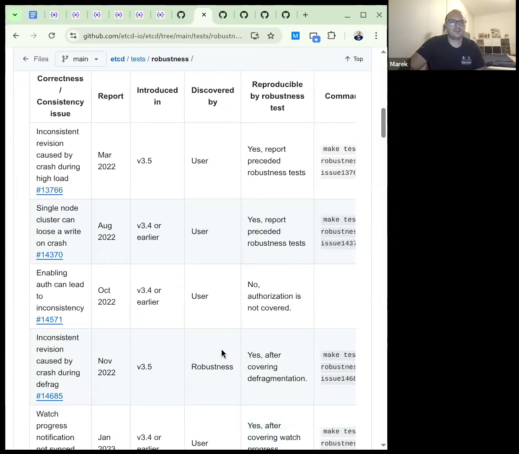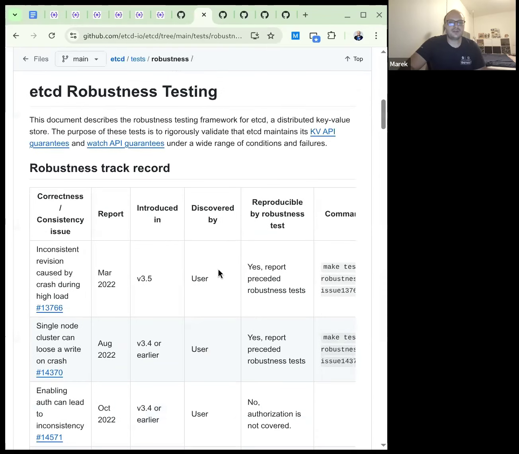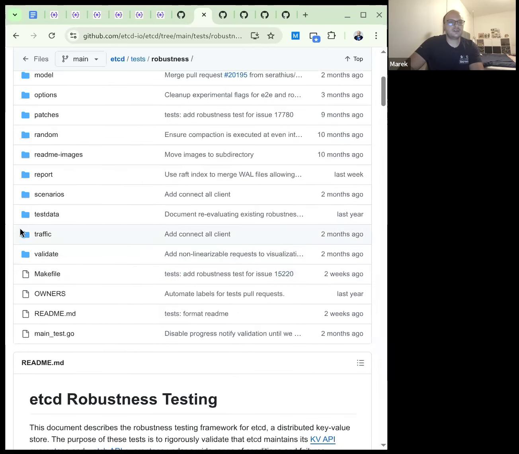One thing I forgot: one of the main principles for the robustness test is that closing of the bugs doesn't finish on writing the fix. It finishes on having a full reproducible scenario, which means after we fix a bug, we add a command that can reproduce it, a dedicated command that will run a specific configuration that is hard coded for this specific issue. So, for example, with the issue 13766, maybe we can look at it.